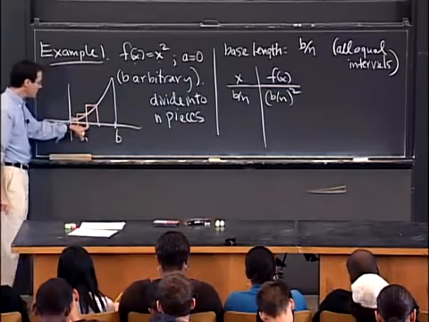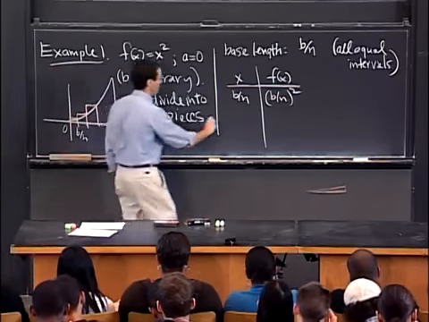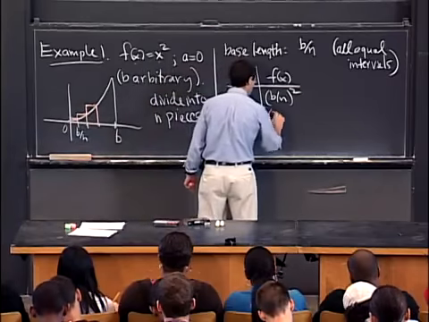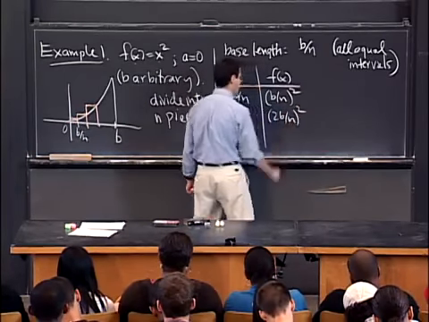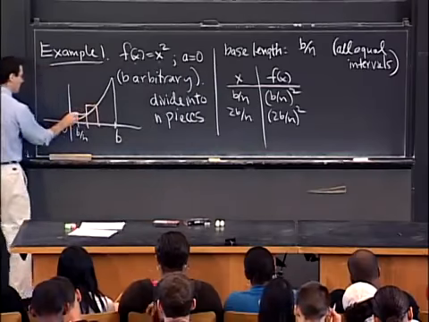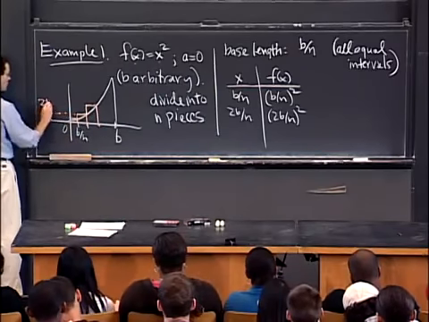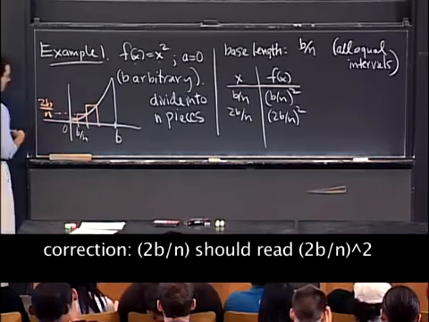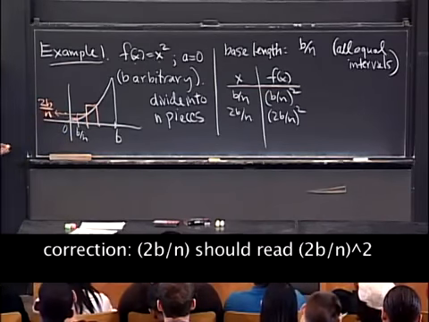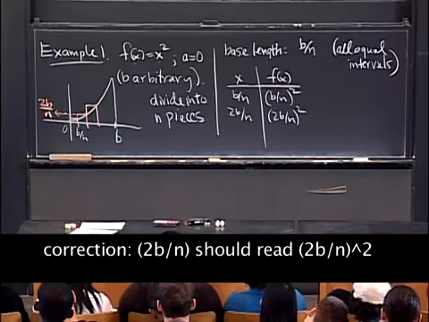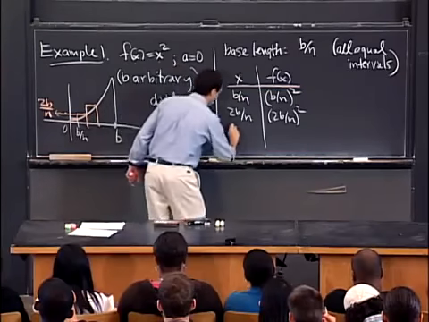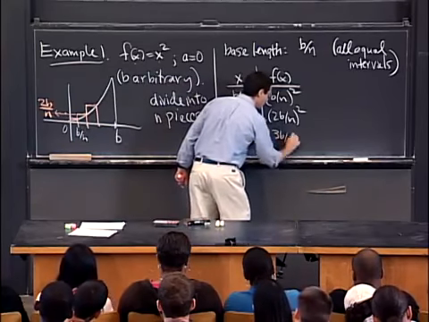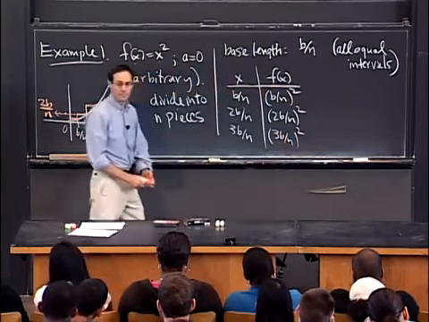And similarly, the next one is 2b over n. And the value here is 2b over n, the quantity squared. Right? That's this height here is 2b divided by n. That's the second rectangle. And I'll write down one more, 3b over n. That's the third one. And the height is 3b over n, the quantity squared. And so forth.